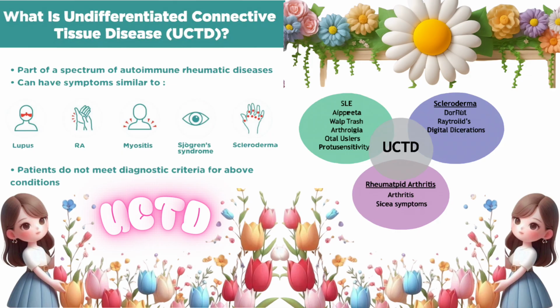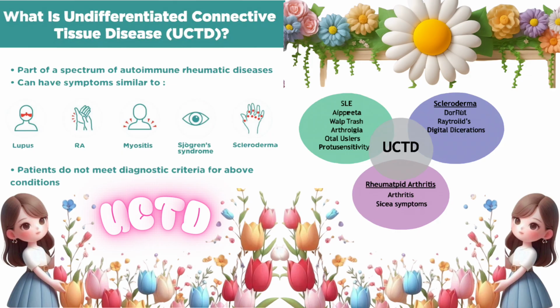Why this panel? It helps identify specific autoantibodies that carry prognostic information. For example, high-titer anti-Ro suggests possible progression to Sjogren's or subacute cutaneous lupus, while anti-RNP can herald mixed connective tissue disease.